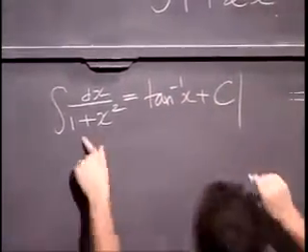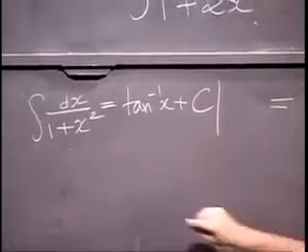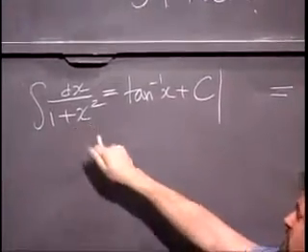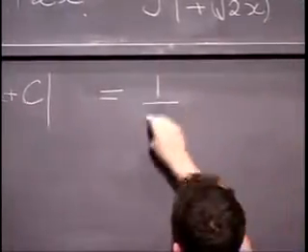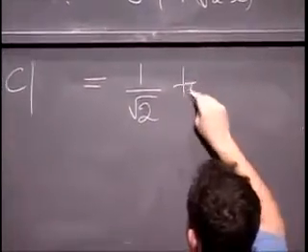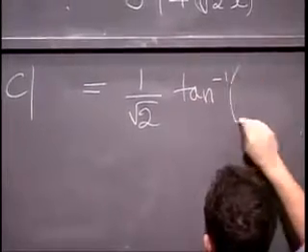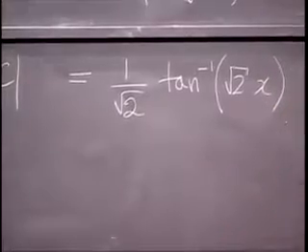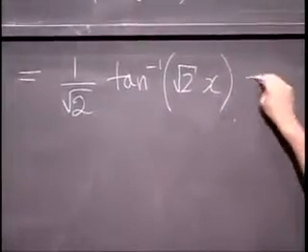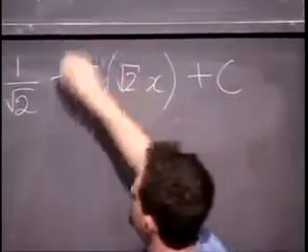So given that formula, all I've done is replace the x by root 2 times x. So this is going to be 1 over root 2. We've got to divide by root 2. Inverse tan of root 2 times x plus a constant. That follows.